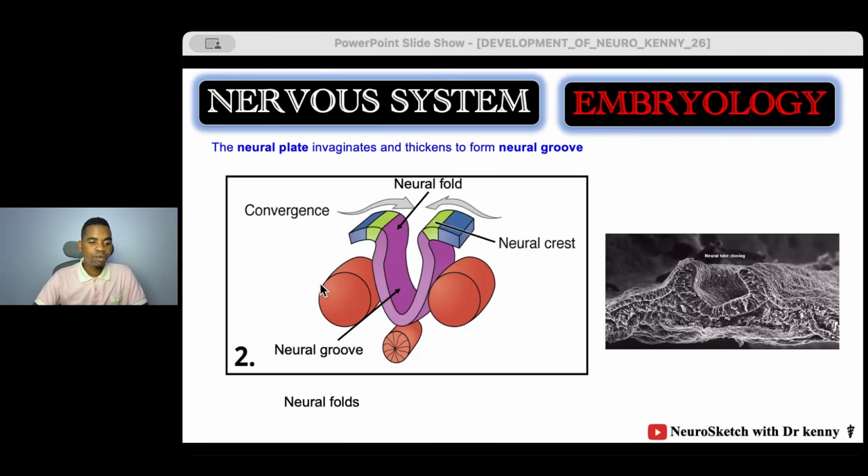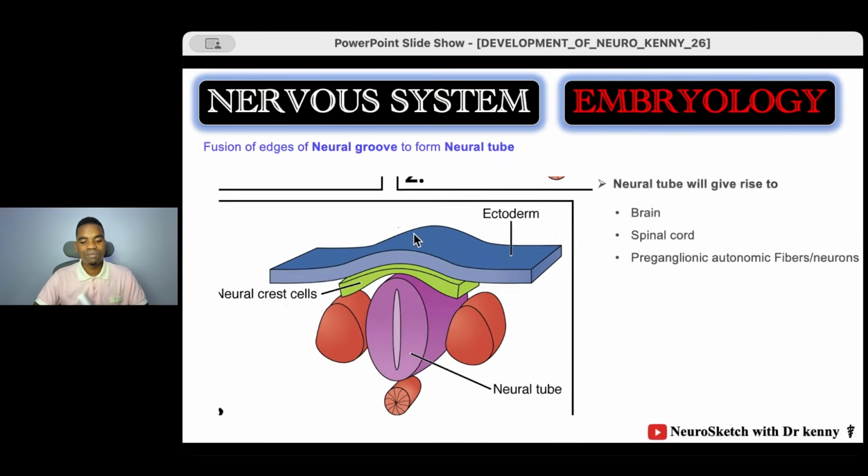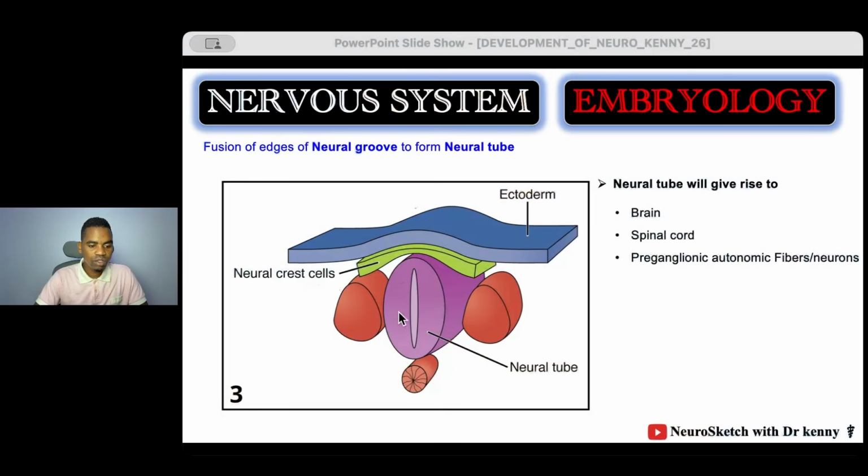Next in the process, there's the formation of the neural tube. The edges of the neural groove will come together and fuse to form a tube, and that tube is called the neural tube. Let me show you by this one. This is the neural tube here, and this tube is formed by the fusion of the edges of the neural groove. The neural tube is very important because it gives the derivatives of the central nervous system. If you have structures of the central nervous system, they are coming from the neural tube. These structures are the brain, spinal cord, and the preganglionic autonomic fibers. All of these are coming from the neural tube.